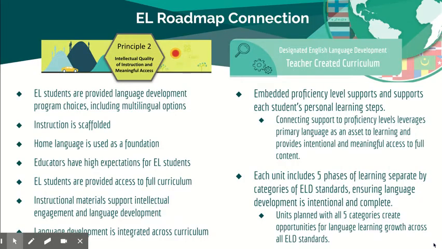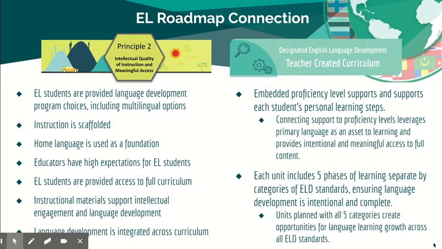Principle 2 says that intellectual quality of instruction and meaningful access must be present. English learners must be provided language development program choices, including multilingual options. Instruction must be scaffolded. We must value home language and use it as a foundation for the students' learning. We must have high expectations for all of our English learners. We must also ensure that our English learners are provided access to a full curriculum and that language development is integrated across curriculum.